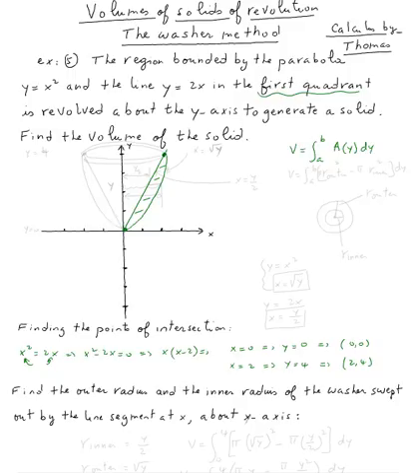In this case, we take this segment. If we take that segment and revolve it about the y-axis, by the way, this is supposed to be the y-axis, we're of course going to get a washer that's going to look like this. So the washer is going to have an inner radius and an outer radius.